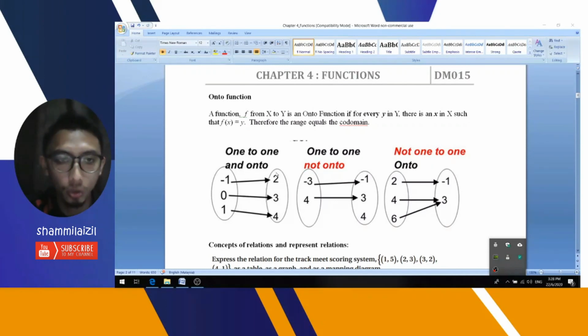So focus on onto function. What does it mean? Every y there is an x. So take a look at the y values here.